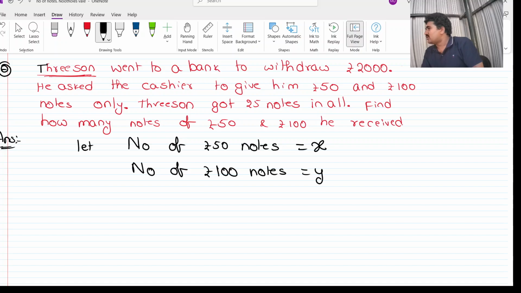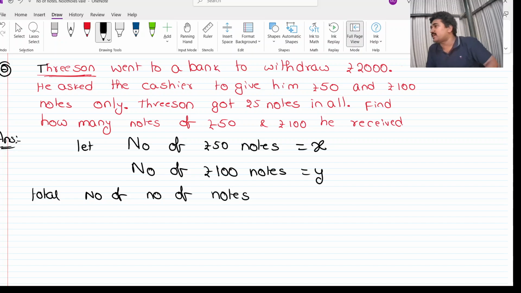Clear that thing now? So now tell me, X and Y indicate what? Number of notes. X and Y is not the money. X and Y is number of notes. If you see the question carefully, three sons got 25 notes. Yes or no? So can I write this? Total number of notes.